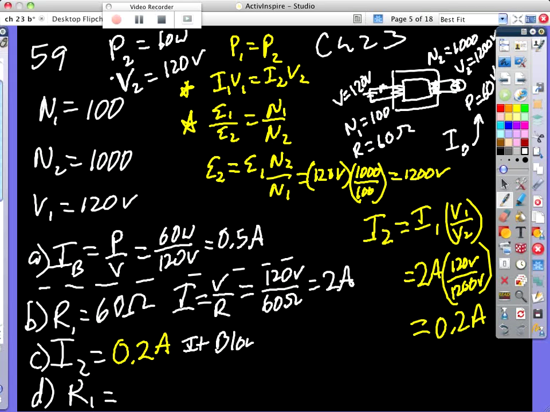Okay, so that one blows up. Now for part D, the bulb's going to burn out. For part D, the question is, what do you do to this resistor, the 60 ohm? What resistance could we put in that would actually make this not blow up?